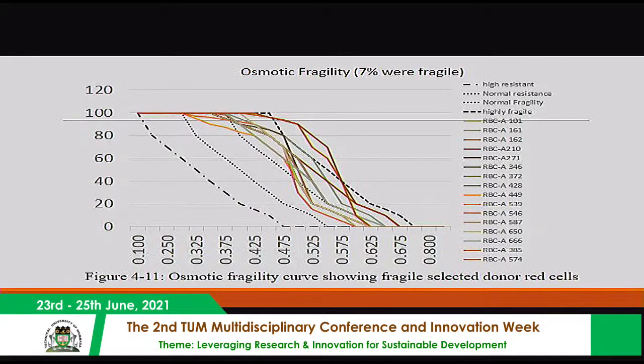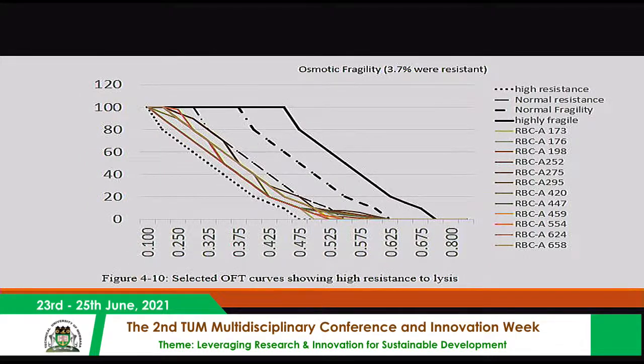Next. Okay, so you also found that about 7% of the population also had fragile cells. Fragile cells are those that are not able to withstand decreased salinity. So those are fragile. Then next. And 3% were resistant.